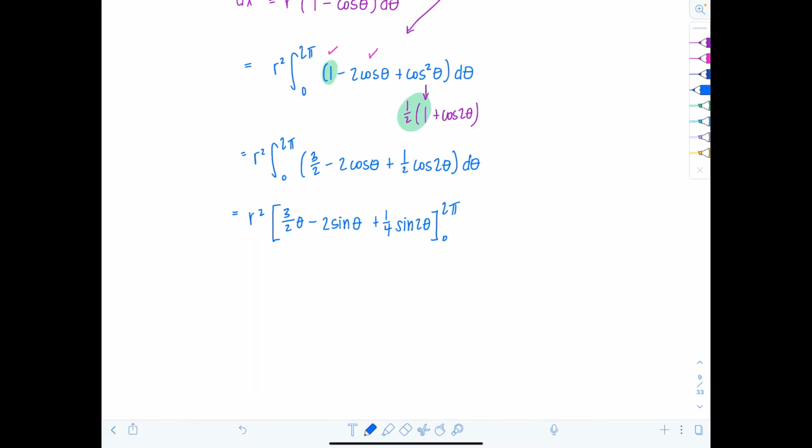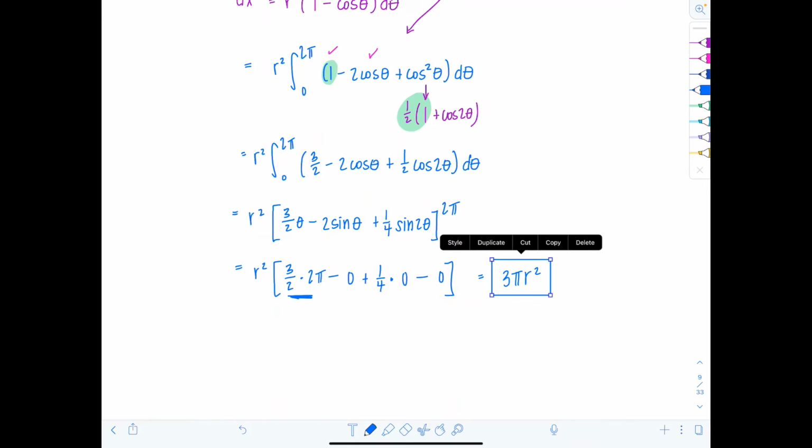So now it's time to plug in those limits of integration. We've got r squared times 3/2 times 2 pi minus sine of 2 pi, that's just 0, plus 1/4 times, again, sine of 2 times 2 pi, that's sine of 4 pi, 0 again, minus, let's make sure, if I put 0 in for the lower limit, yep, everything is 0. So all that I'm left with is 3 pi times r squared. Wow, wow, wow. Okay, so that's the end of the problem.